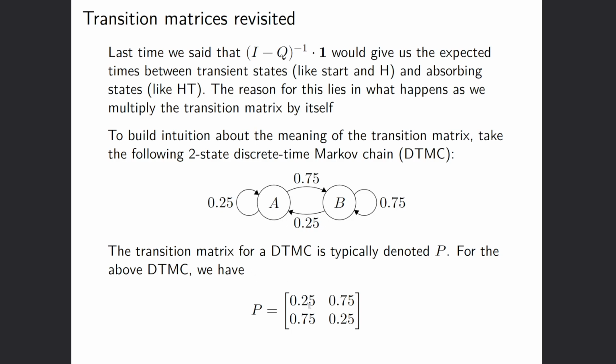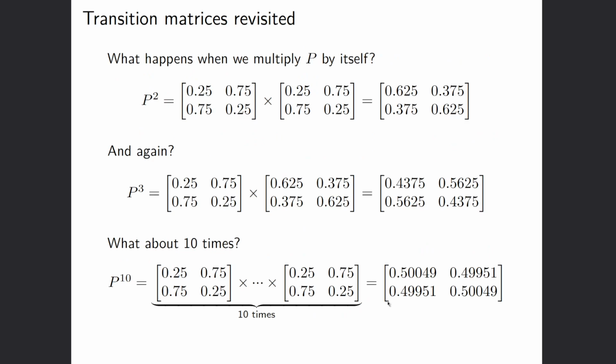So here's the transition matrix for that. Remember, the rows indicate where we are coming from, and the columns indicate where we are going to. In this example that is actually not very relevant because it happens to be symmetric. But let's look at what happens when we multiply the transition matrix P by itself.